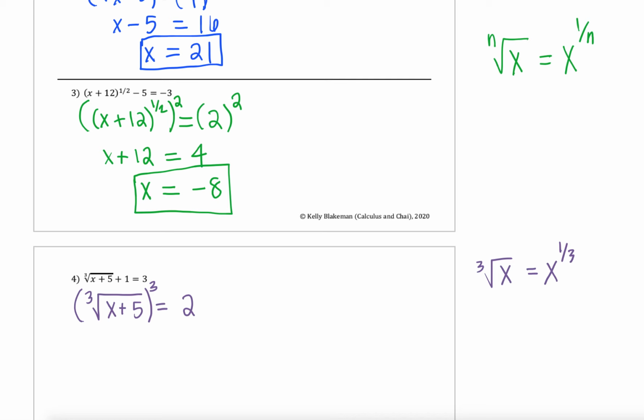Just like we did before though, whatever I do to one side, I have to do to the other. So if I'm going to cube the left, I also have to cube the right-hand side. On the left-hand side, we just get left with the x plus 5 since the cubed root and the cube cancel. And then on the right-hand side, if we simplify 2 cubed, we would end up with 8. From here, to isolate x and get x by itself, we're going to go ahead and subtract 5, and we end up getting x is equal to positive 3 as our final answer then.